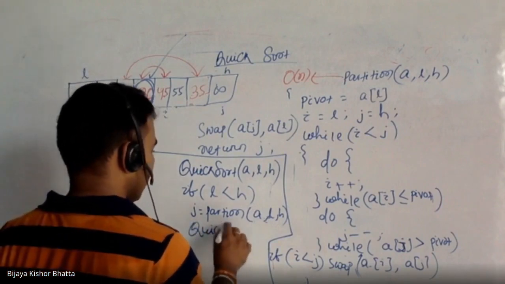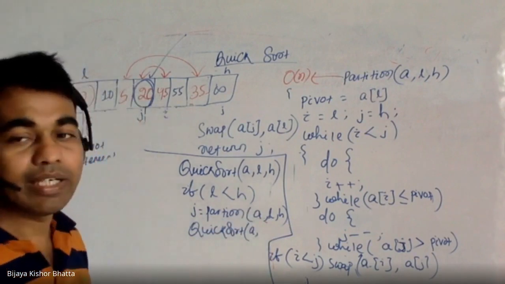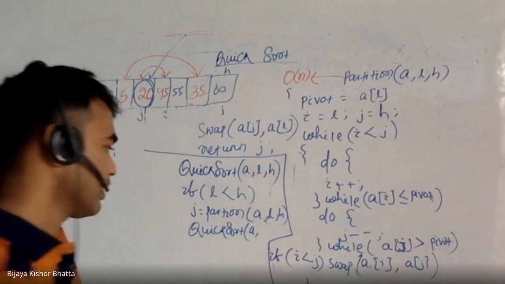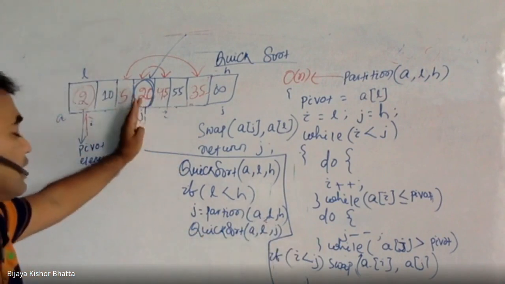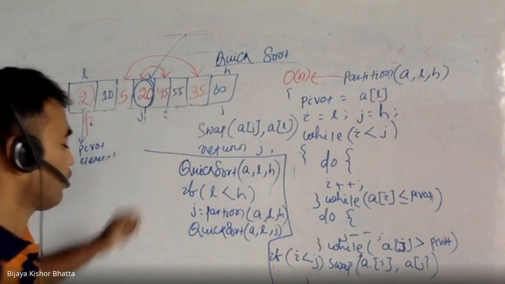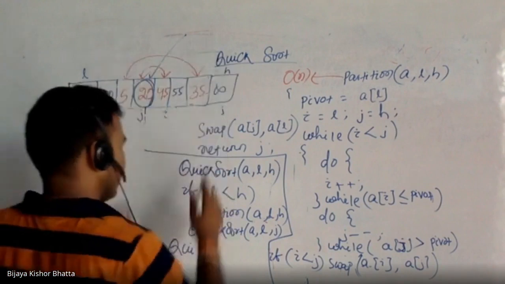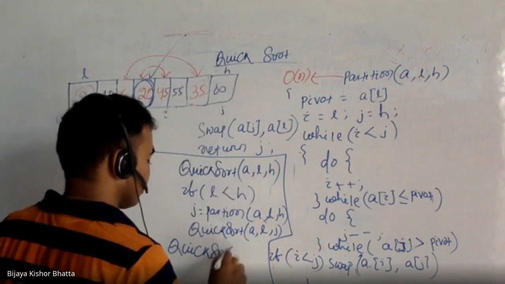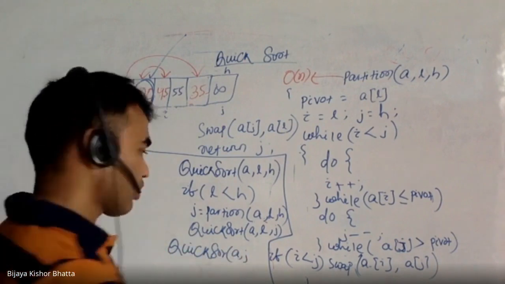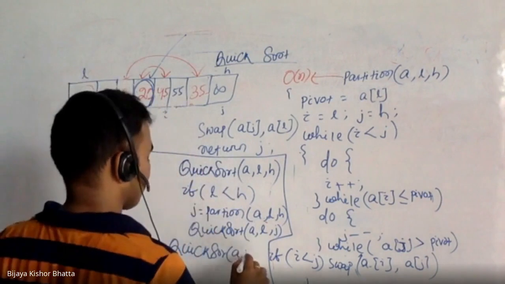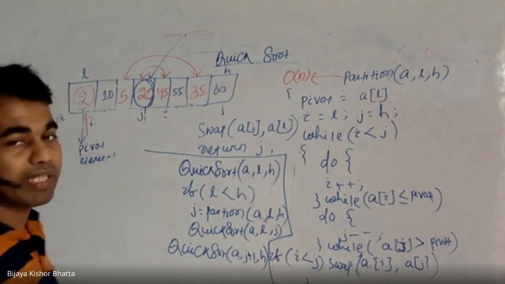Again recursively quicksort. This time what are the parameters? A, then low and j. That means this is the partitioning point, the jth point. So this is the left part, and this is the right part. So this is the left part quicksort call. Again recursively it will call quicksort A, j. This time it is going to be j plus 1, because j is considered till this point. So j plus 1 comma high. Okay, so this is the complete algorithm.